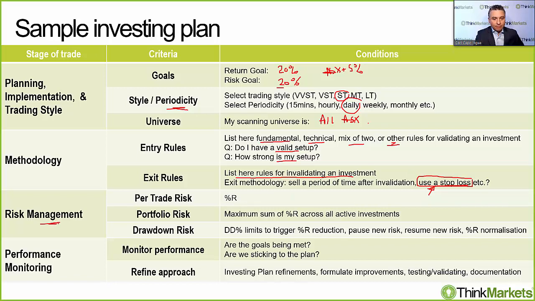Okay, risk management, very, very important. We've talked about the 3 ways we can do it: per trade risk, portfolio risk, drawdown risk. And performance monitoring. Are the goals of the investing plan being met? Are we sticking to the plan? We're monitoring the performance of the plan. We're monitoring our performance as well. Can we refine our approach? Formulating improvements, testing, validating those improvements, and documenting everything.